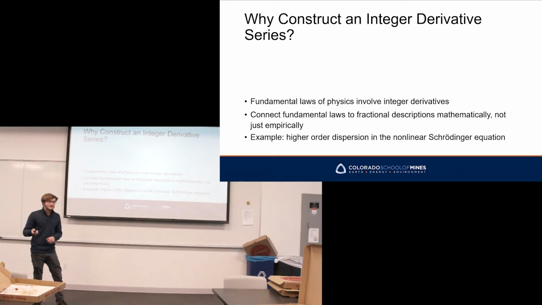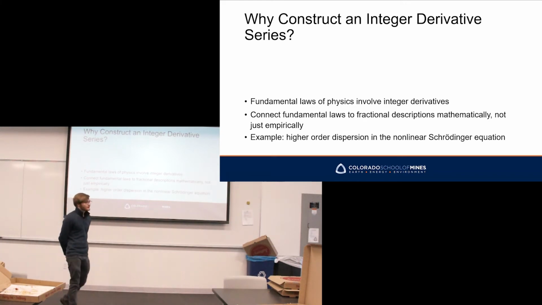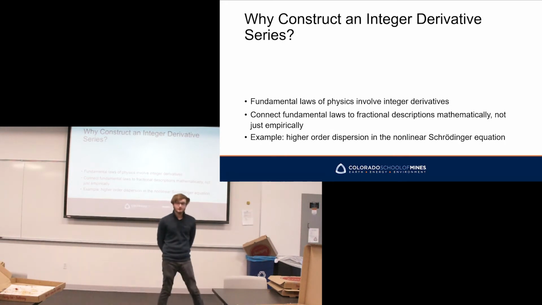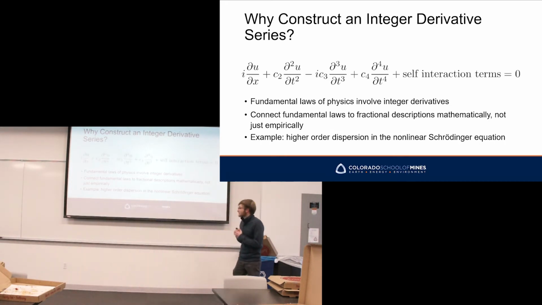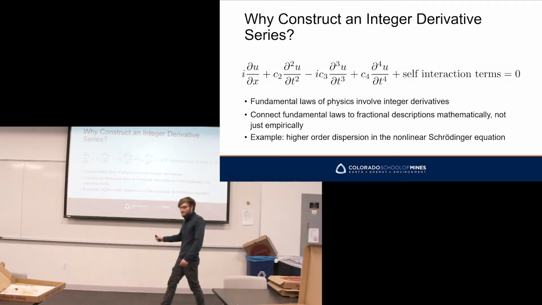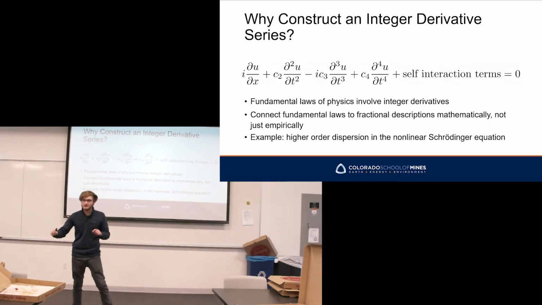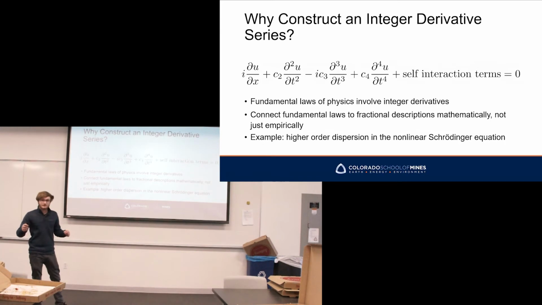An example of where this might be useful is in higher order dispersion in the nonlinear Schrödinger equation. The nonlinear Schrödinger equation looks something like this. Notice that you have these higher order terms here. What we can do with fractional calculus is, instead of the traditional approximation of getting rid of these higher order terms, we can instead add an infinite number of higher order terms and concatenate them into a fractional derivative.